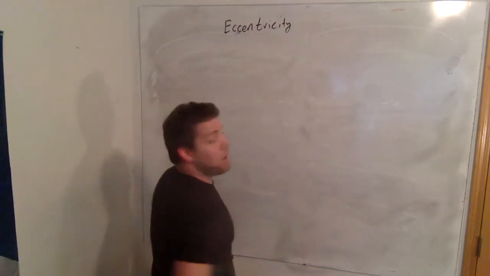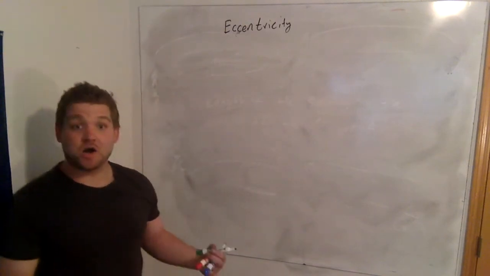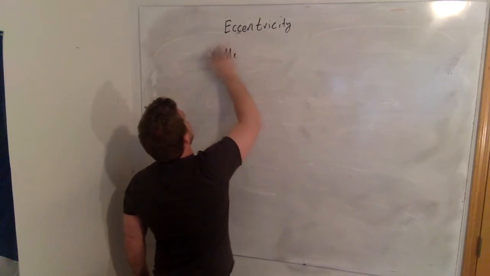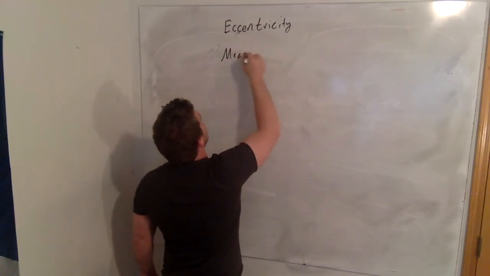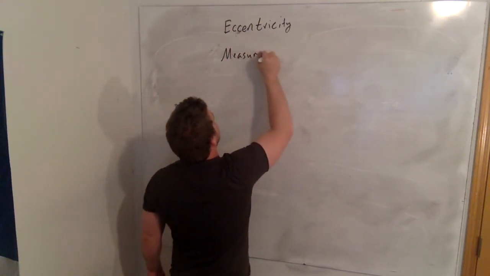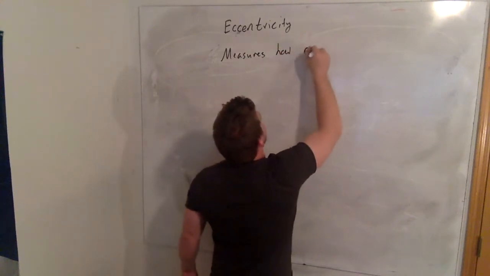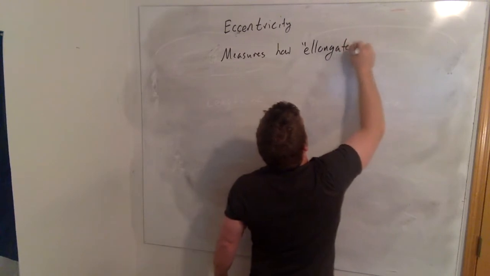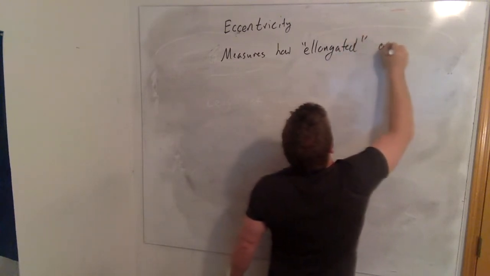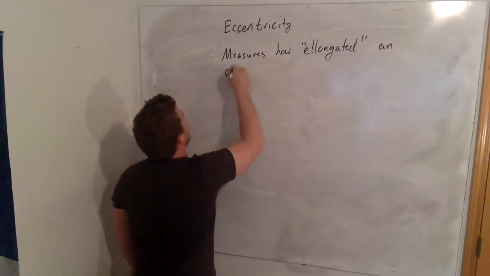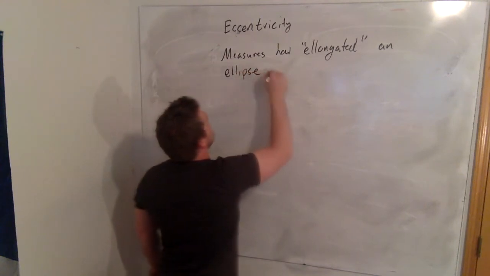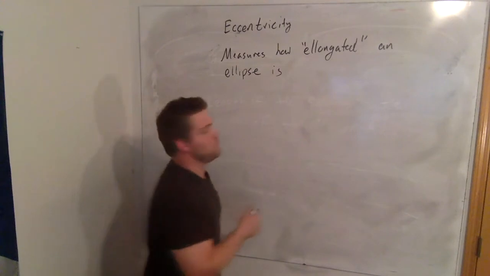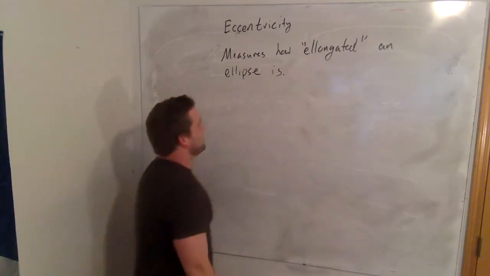Eccentricity is a measurement of how elongated an ellipse is. I don't know if I spelled elongated right. I don't know if there's one or two L's, but you know, I'm a math major.